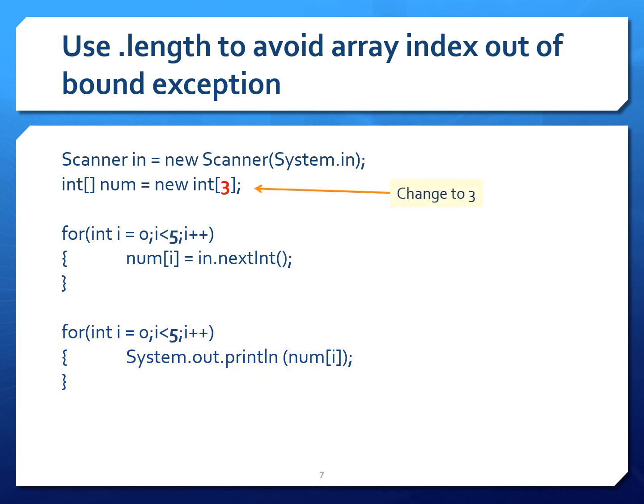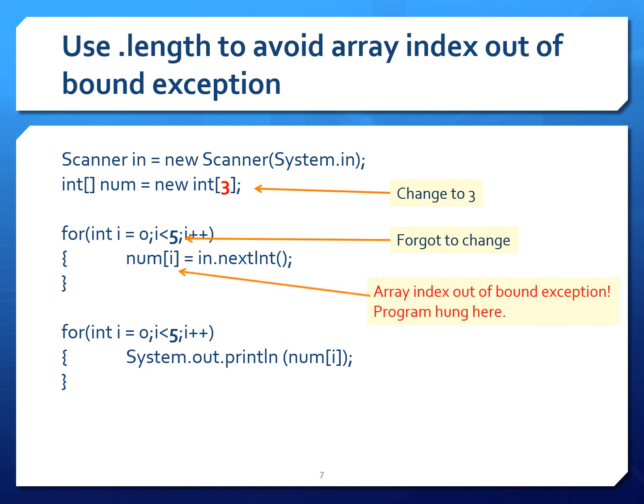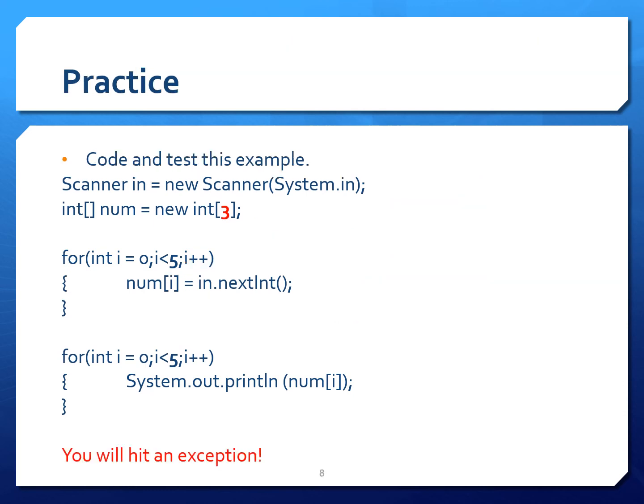However, if we change the array size to 3, and did not change the number of times to loop in both loops, the program will run into array index out of bound exception. Practice time. Pause the video and test this example.